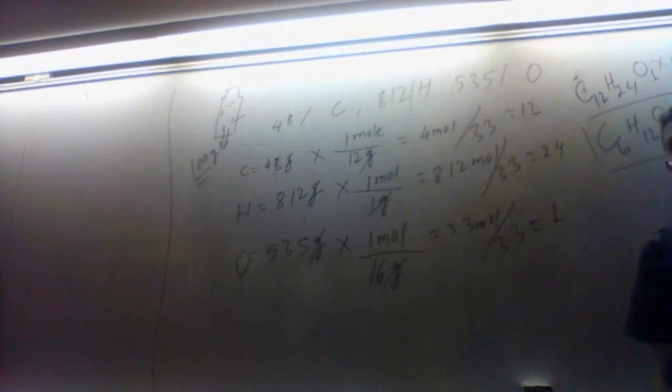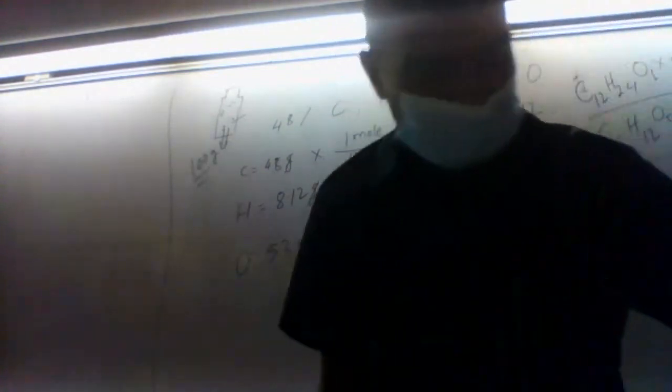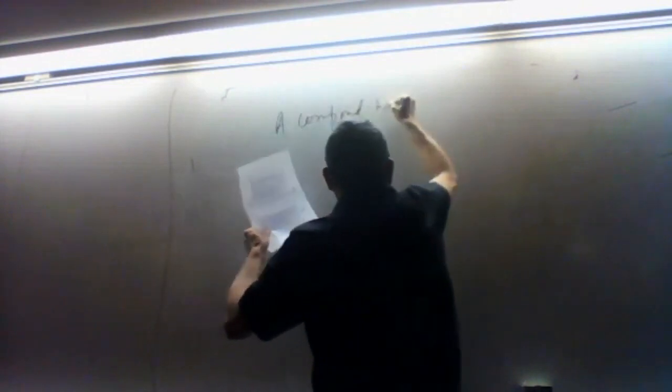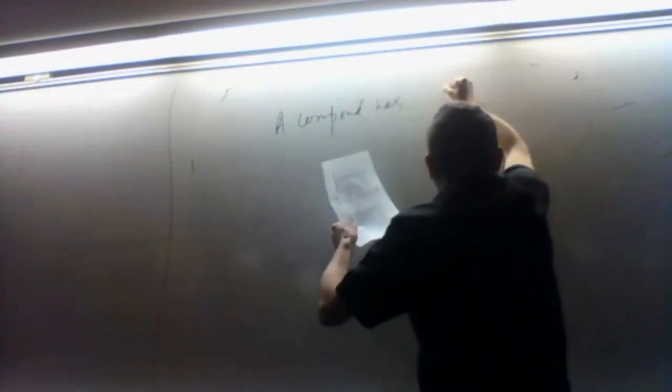Yeah? Good? Alrighty, so hopefully you understand something. So I put some simple practice problems you can practice at home. I put one compound here. I put this in the homework. A compound, you did the analysis and you found that 10% was hydrogen and 90% was aluminium. What is this compound?